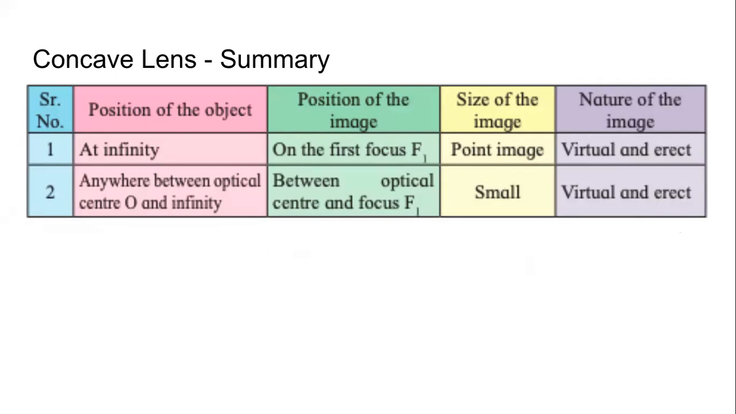Position changes. When the object is at infinity, the position of the image will be at the focus. Also, the size changes. When the object is at infinity, the image is a point image. Whereas when the object is a little bit nearer, the size of the image is small and the image is between focus and the optical center. Exactly what we saw in the diagram is what we are summarizing in the form of a table.